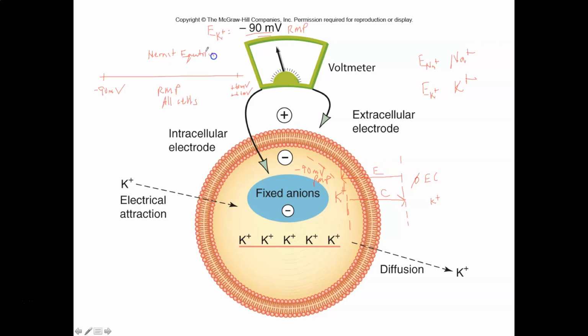So when we look at the major ions, the major players in resting membrane potential, we can use this Nernst equation to figure out what's called the equilibrium potential. So what is it, by definition? The equilibrium potential is this hypothetical membrane potential where the electrical driving force and the chemical driving force are equal and opposite to each other.